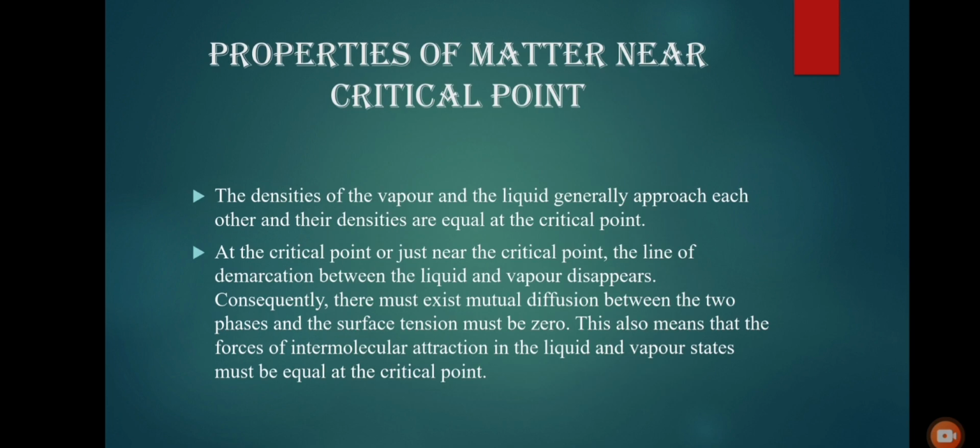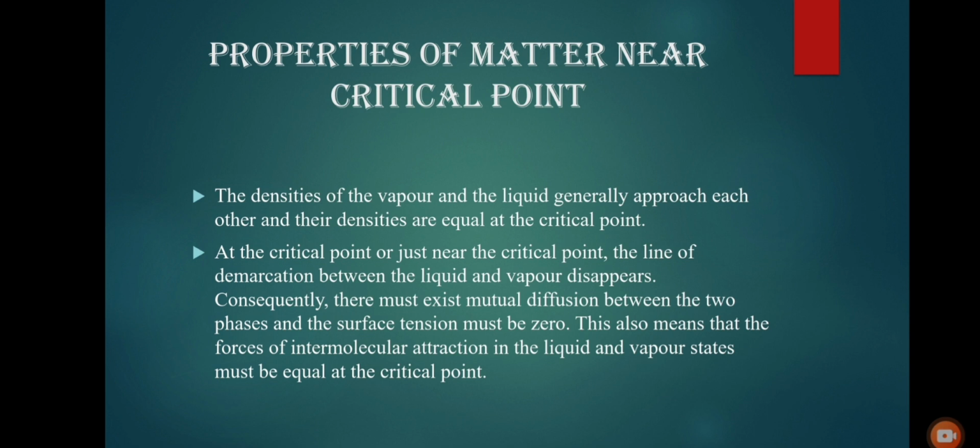Okay, next we are going to discuss the properties of matter near the critical point. That is, matter existing around the critical point has 5 properties. The first one is that the densities of the vapor and the liquid generally approach each other, and the densities are equal at the critical point. It says that the matter existing near the critical point, that is both the liquid phase and gaseous state matter, has equal density.